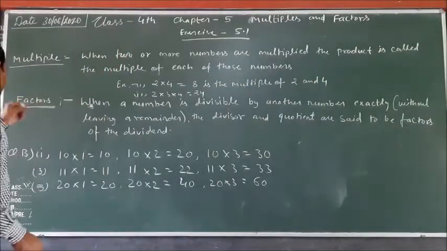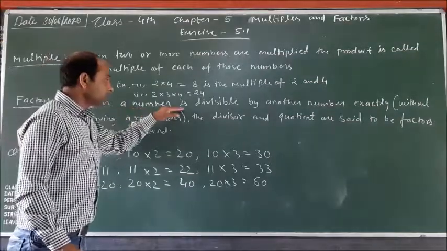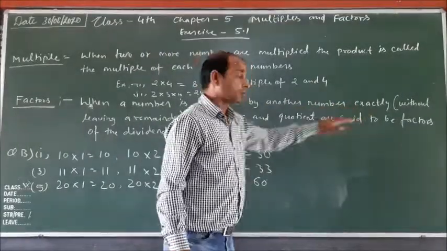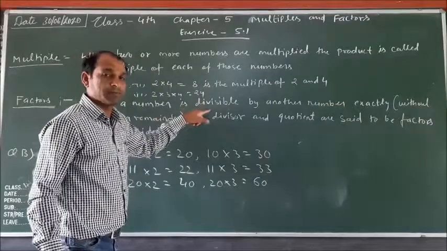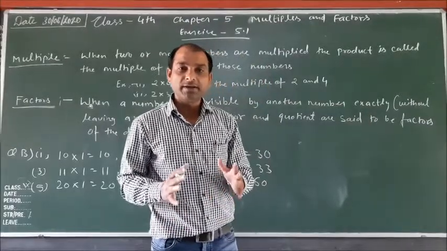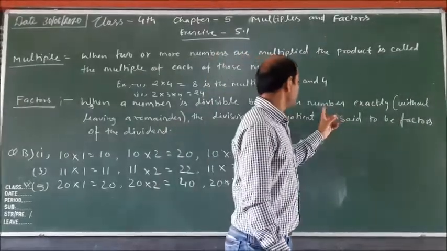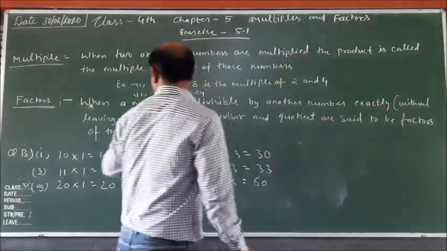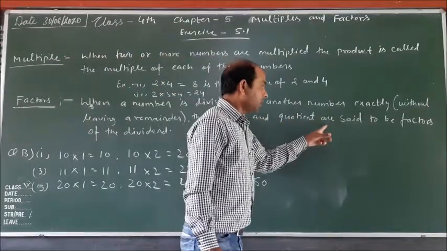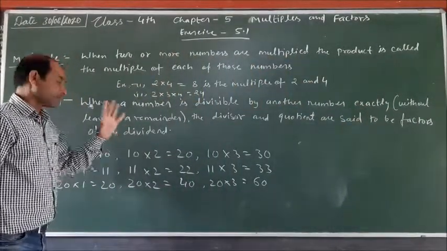Now note. Next, factors. What is a factor? When a number is divisible by another number exactly. Exactly means your remainder should be 0. So, when a number is divided exactly without leaving a remainder, the divisor and quotient are said to be factors of the dividend.